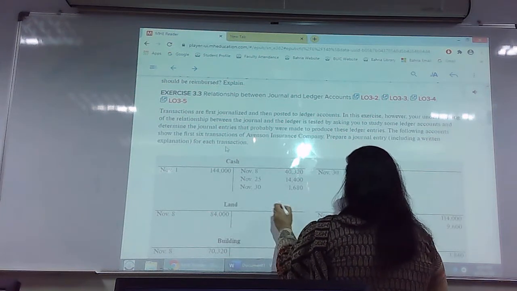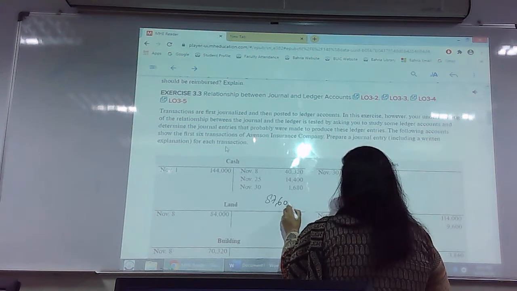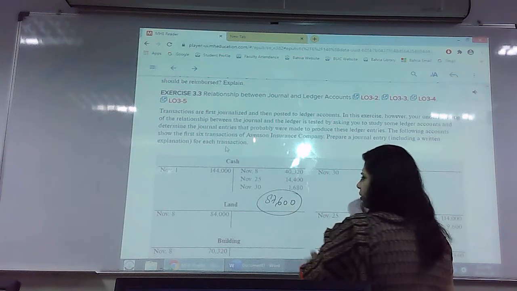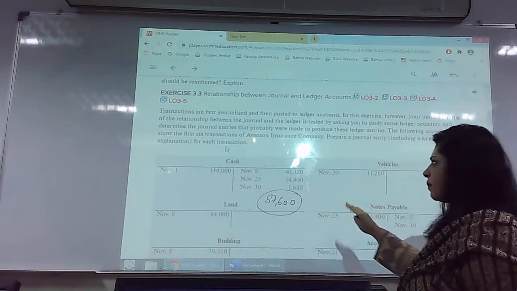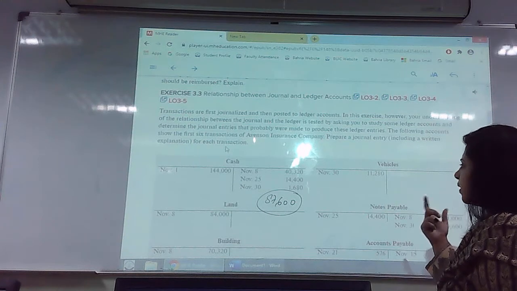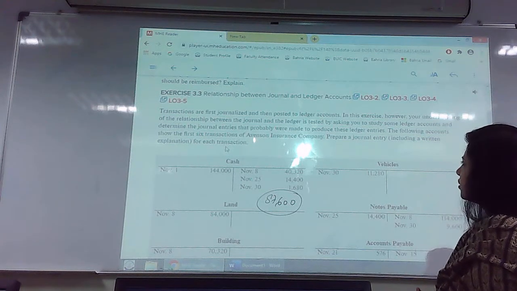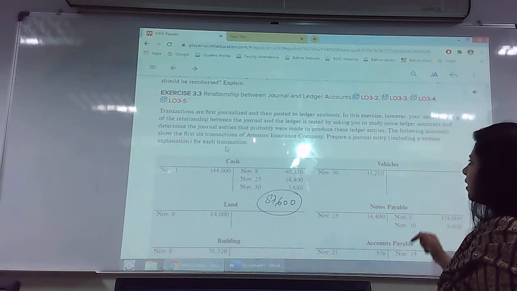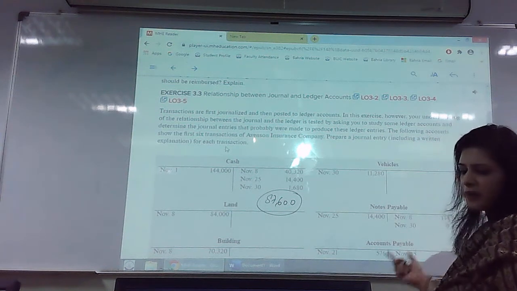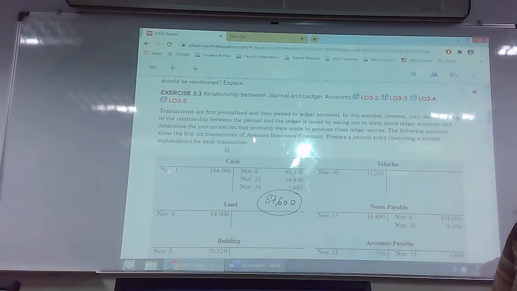So now 87,600 is the balance, okay? So now this is the balance that you get, okay? Now this is just one of the examples. What they're actually asking is the relationship between journal and ledger account. So first of all, you're going to be making entries pertaining to this, right? So how do you make the entries?